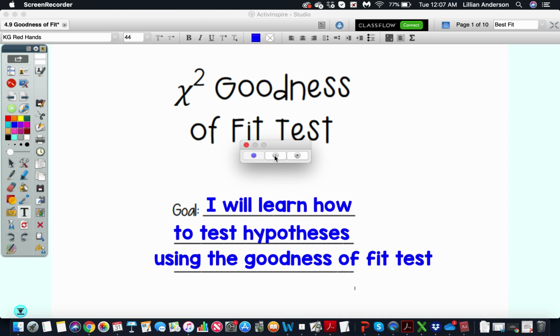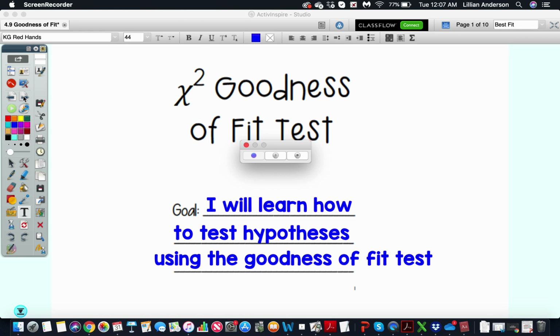4.9 is the chi-squared goodness of fit test. You're going to learn how to test hypotheses using the goodness of fit test, which is a tad bit different from your normal chi-squared test, in the sense that it tests a few different things than what chi-squared does. It does have some similar features, however the conclusions you'll make do differ. You are going to need to know which is which for both tests, and you're also going to need to know the steps as well.